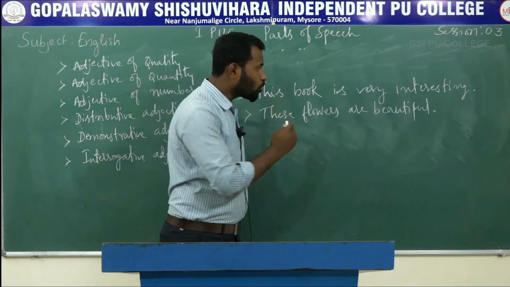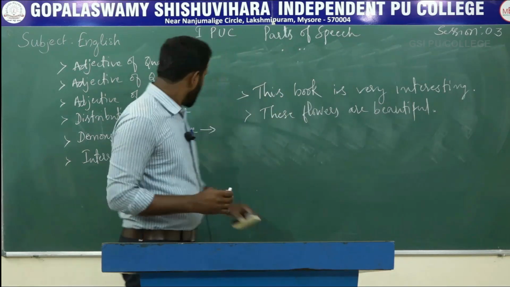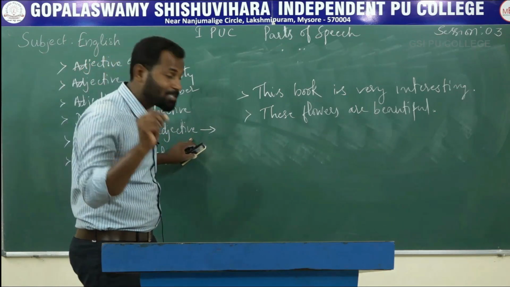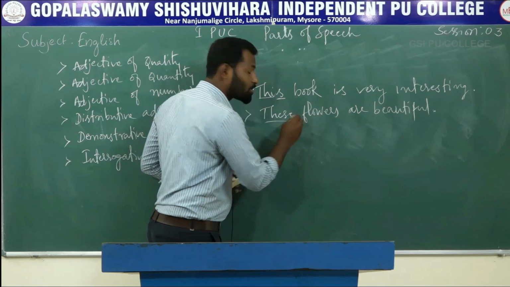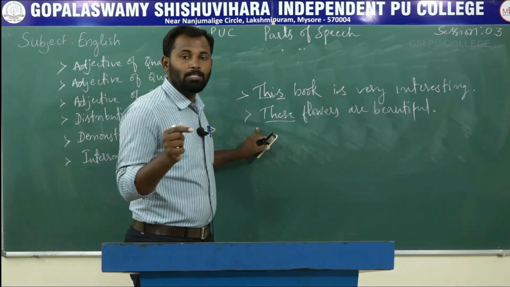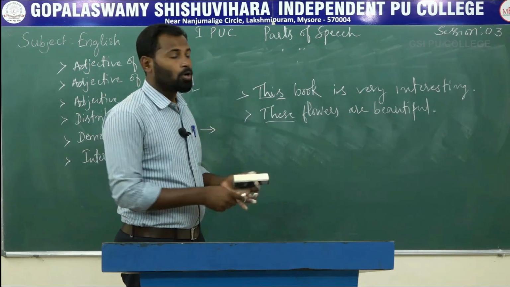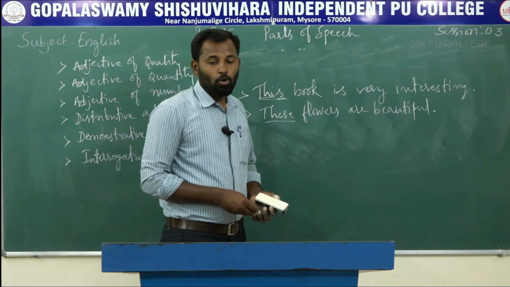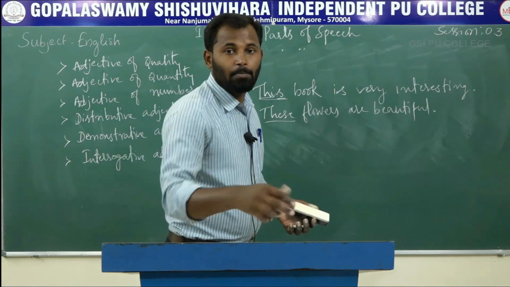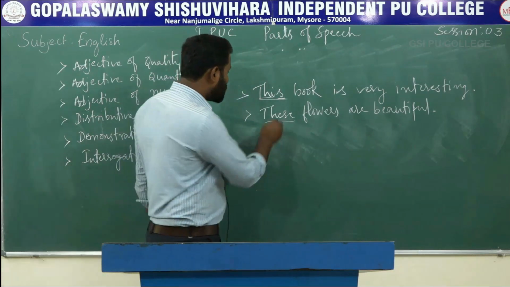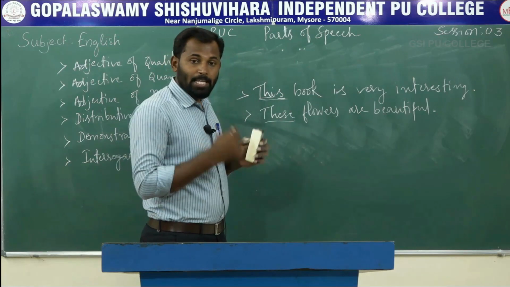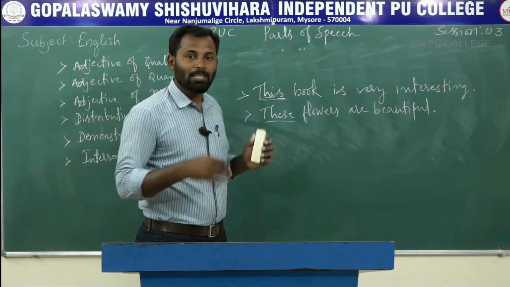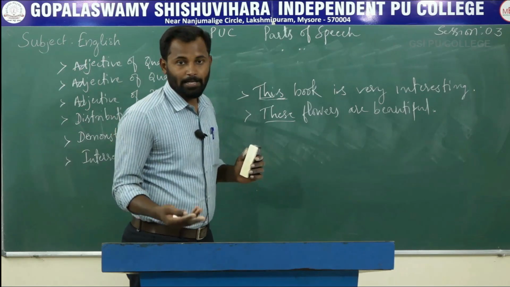First one, this book is very interesting. So what is a demonstrative adjective? Demonstrative adjective is a word used to point out which person or thing we speak about. We are talking about a particular book. Let's say you have a book in your hand. So you have that book and you say that this book is very interesting. You are referring to a particular book and you say this book is very interesting.